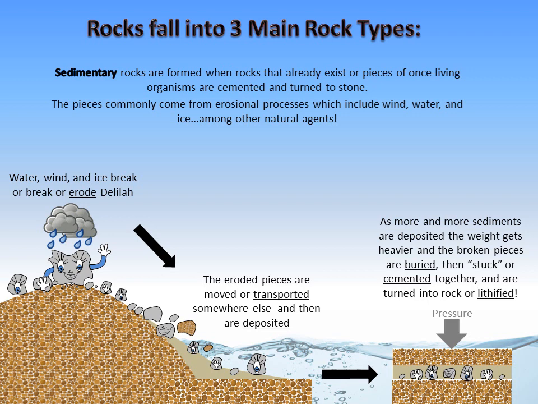Sedimentary rocks are formed from rocks that already exist or pieces of once living organisms that are cemented together and turned to stone. The pieces commonly come from erosional processes, which include water in the form of rain and ice, along with wind and other natural agents. These rocks form on the surface of the earth. The rocks commonly have layers, also called bedding. Some sedimentary rocks you may be familiar with include sandstones, conglomerates, limestones, and shale.